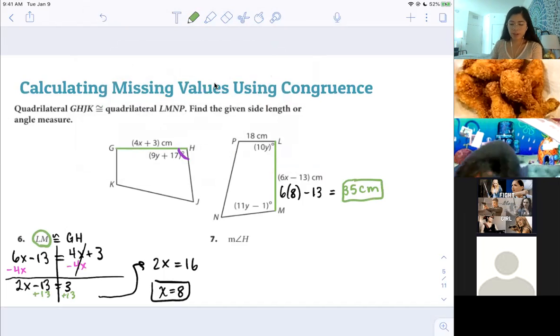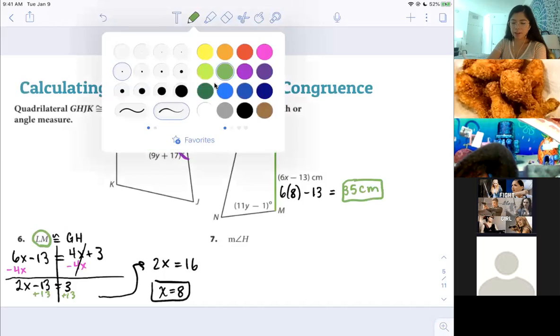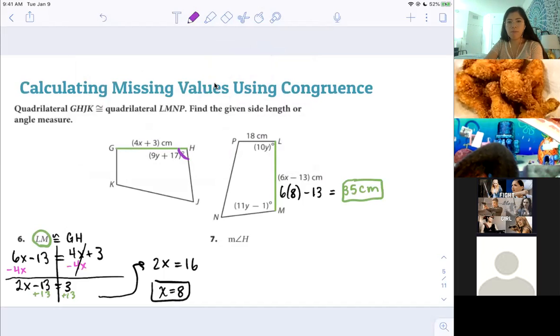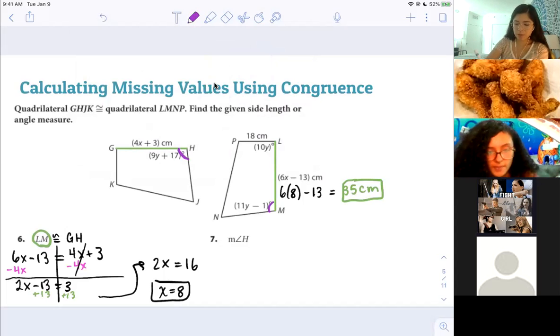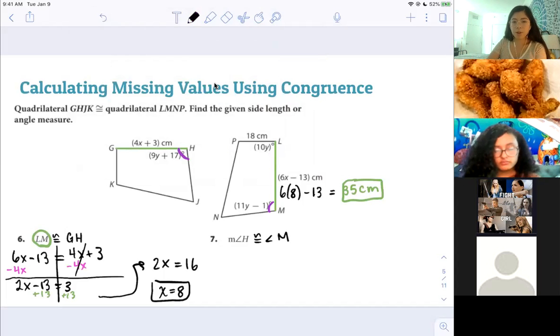Now we're looking for the measure of angle H. So what is the corresponding angle for angle H? M. M, exactly. So very similarly, now I can set up my equation. I know that angle H is congruent to angle M. So I'm going to fill in my measurements. For angle H, I have 9y plus 17, and I know that that's equal to 11y minus 1. We did one together, I want you guys to solve this one on your own. Go ahead and get the value of y.